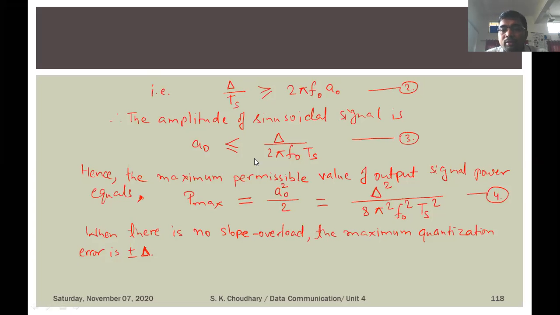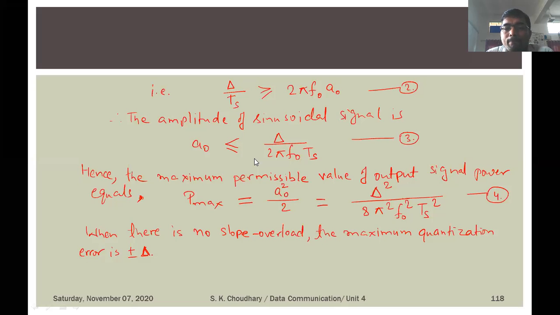We know that power and voltage are related to each other in square form. So a naught is the voltage signal amplitude, so it is A square upon 2. It would become delta square upon 8 pi square f naught square Ts square. This is equation number 4. Where there is no slope overload distortion, the maximum quantization error is plus minus delta. This is one of the conditions we have found for the maximum permissible power of the output signal under the no slope overload distortion condition.